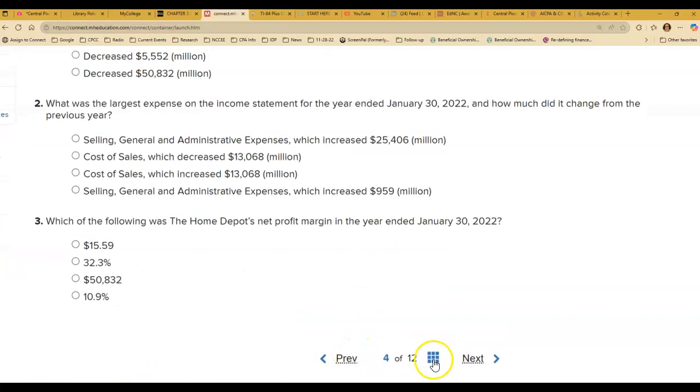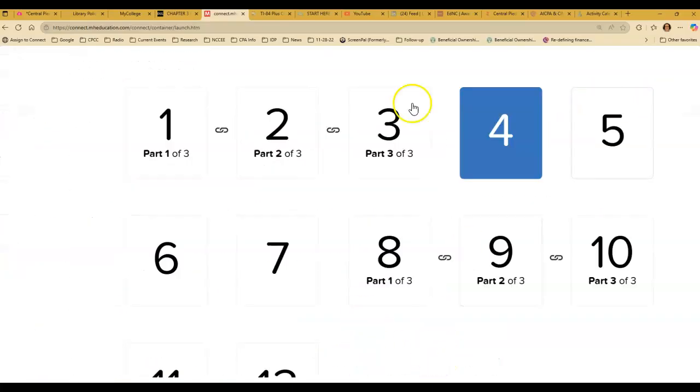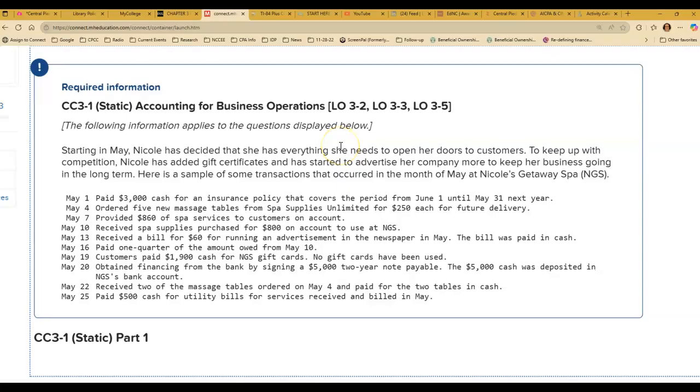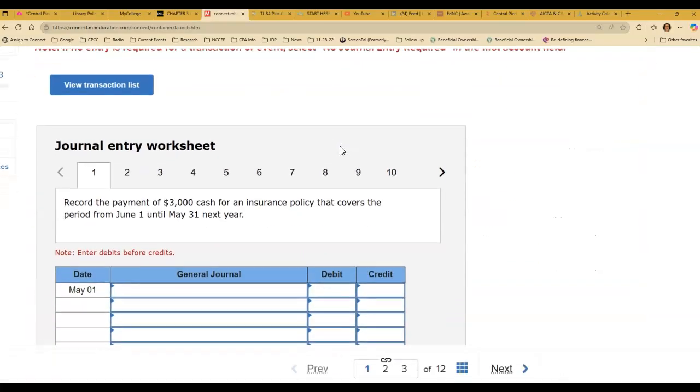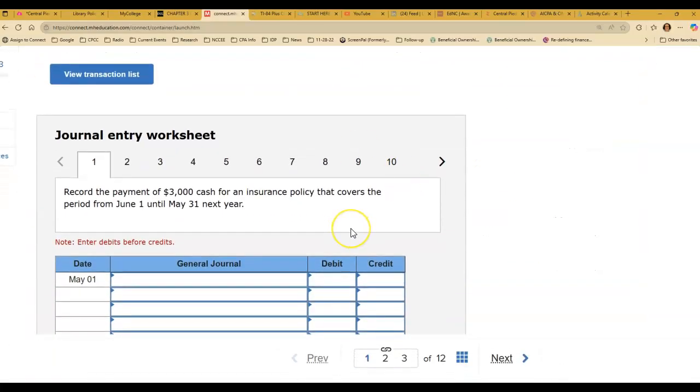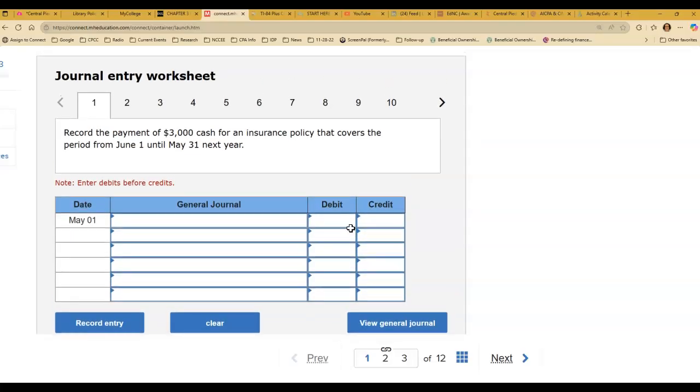All right, so if I want to go back to the first part, again, just a little navigation help here. Just hit the little boxes down there at the bottom, and let's go back to part 1. All right. Now, I'm going to scroll up here until we think that we need it. We're just going to leave it here. All right. So let's take a look at transaction number 1. It says, record the payment of $3,000 cash for an insurance policy that covers the period from June 1 until May 31. Now, what's today's date?